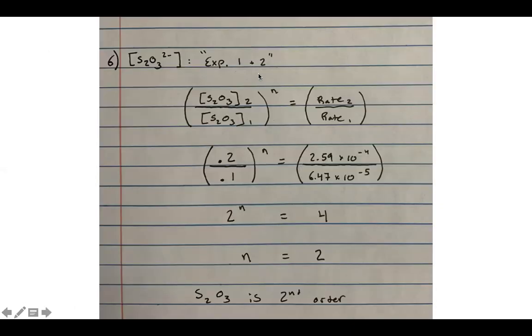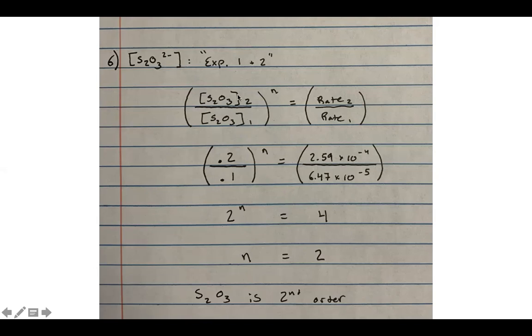Okay, and this is the general setup you're going to do. Now I put the data from experiment 2, or that second column, for both concentration and rate in the numerator. If you wanted to put the data from experiment 1 in the numerator, that's fine. You just have to stay consistent from one side of the equation to the other. I personally put experiment 2 data in the numerator because when I do this quotient of my concentrations, I like it to be greater than 1 if I can.